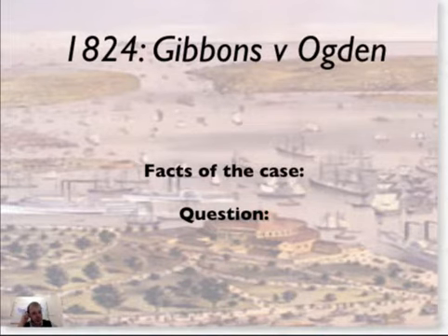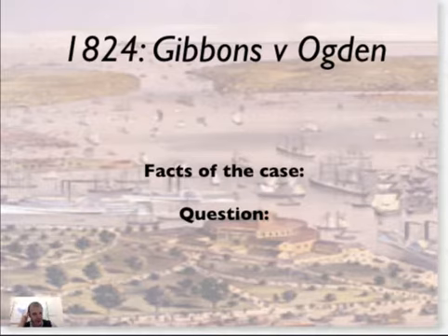Next, let's jump to 1824. Let's look at Gibbons versus Ogden. A New York state law gave two individuals the exclusive right to operate steamboats on waters within state jurisdiction. A steamboat owner who did business between New York and New Jersey challenged the monopoly that New York had granted, which forced him to obtain a special operating permit from the state to navigate on its waters.